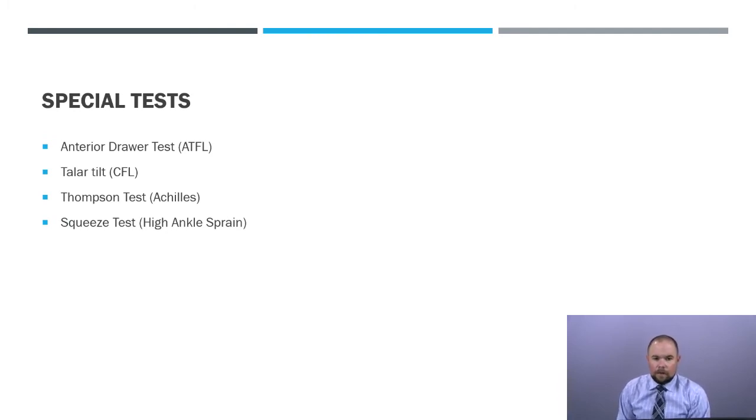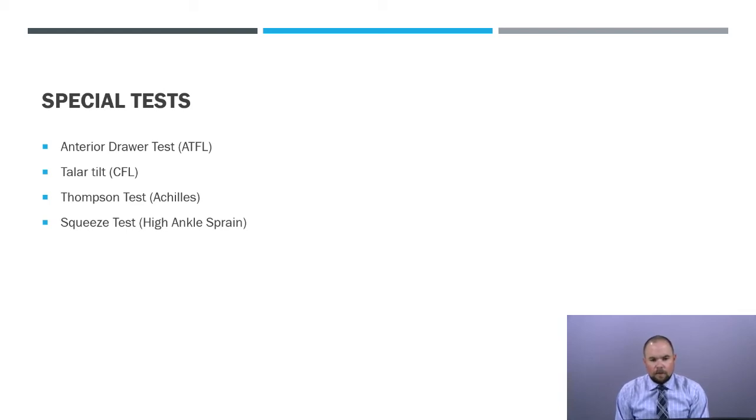Testing of the ankle, so we talk about the anterior drawer test, which is testing for the anterior talofibular ligament, the talar tilt, which evaluates the calcaneofibular ligament. Those are the two most common lateral ankle ligaments that are injured in ankle injuries. Thompson's test, which tests for the Achilles, and then the squeeze test for high ankle sprains.